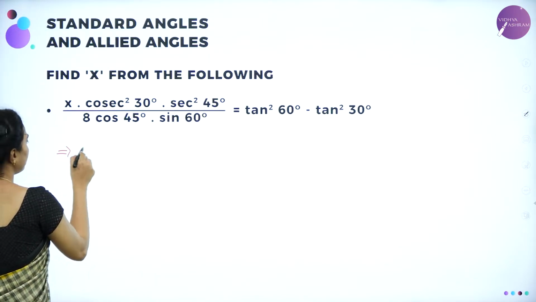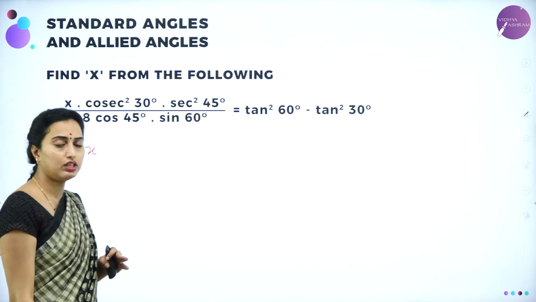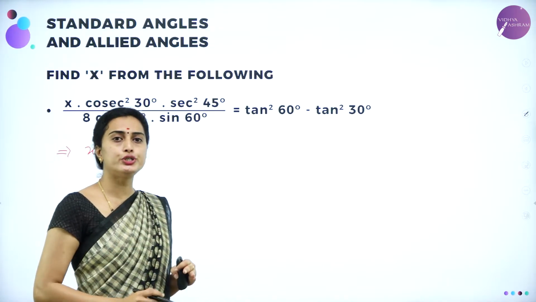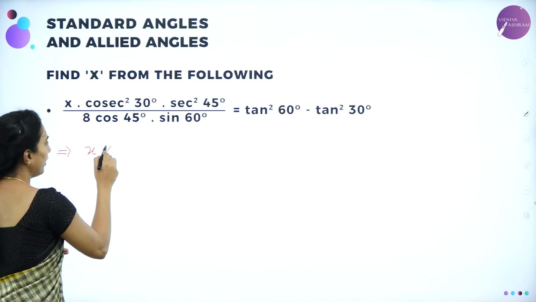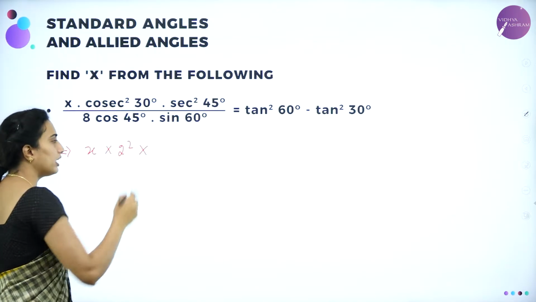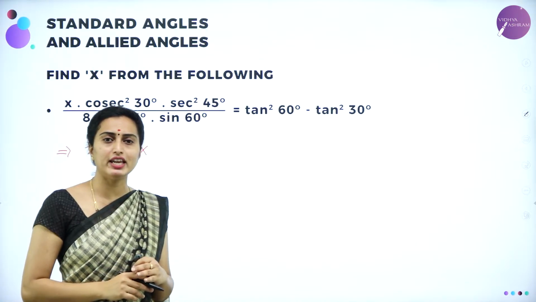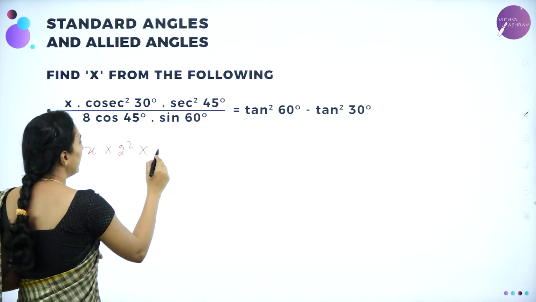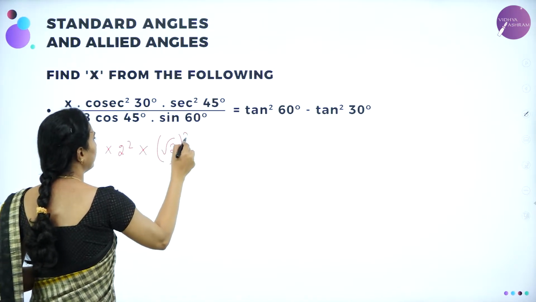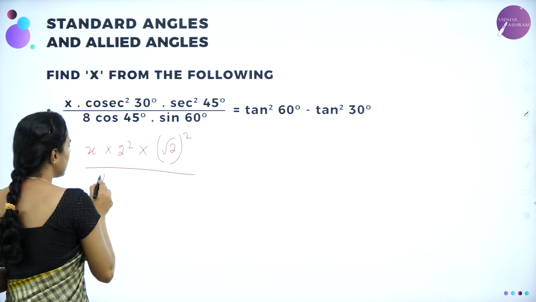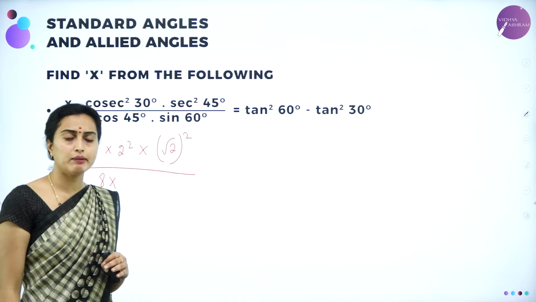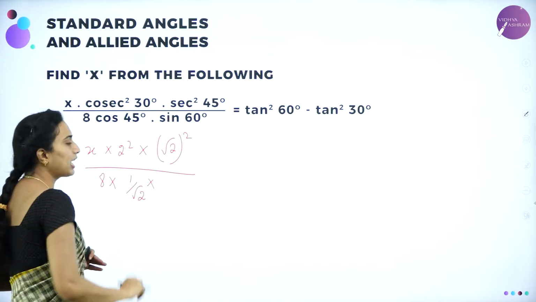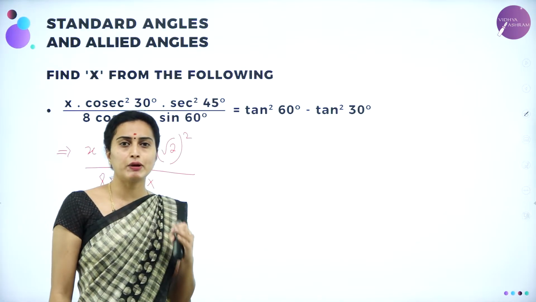Now this implies x into cosecant squared 30 degree. What is sine 30 degree? Which is 1 by 2. Cosecant 30 degree is the reciprocal, 2. Since you have the square, 2 squared into secant squared 45 degree. Cos 45 degree is 1 by root 2, secant 45 degree is the reciprocal, root 2. Since you have the square, I can take it as root 2 whole squared divided by 8 as it is into cos 45 degree, which is nothing but 1 by root 2, into sine 60 degree. Sine 60 degree is nothing but root 3 by 2.